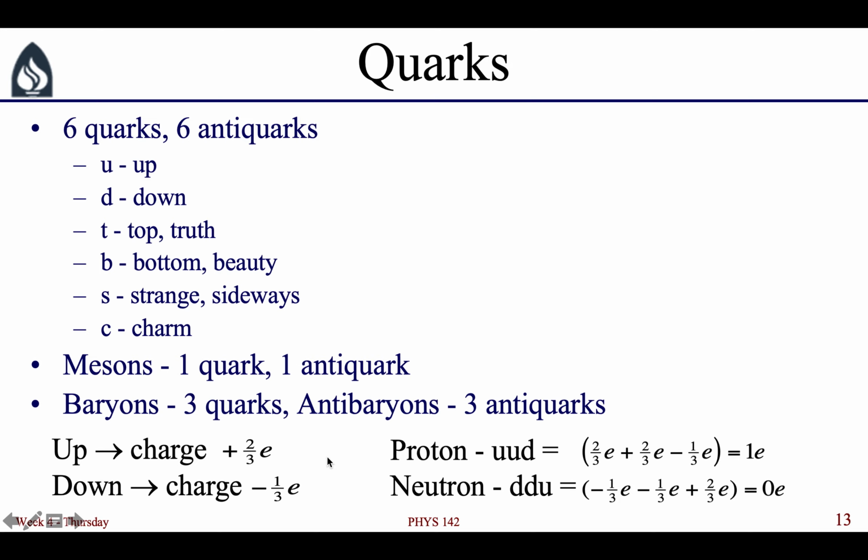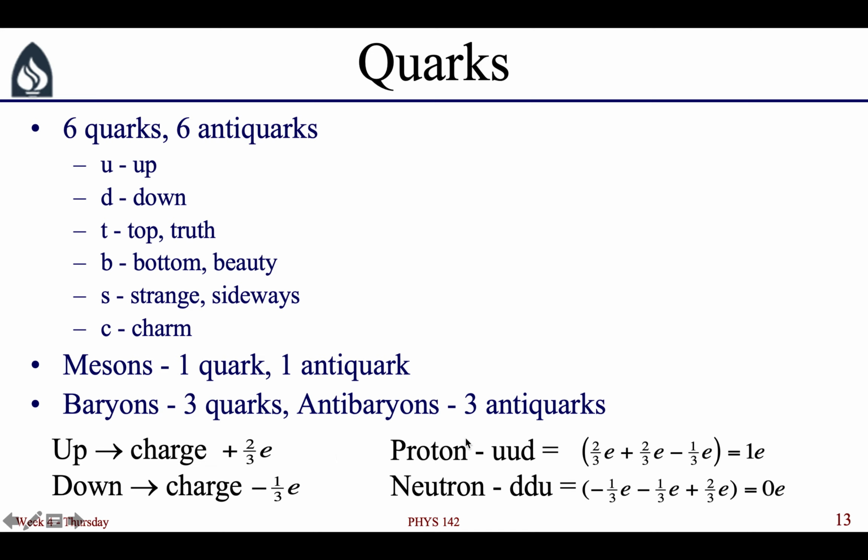And baryons are made of 3 quarks. Antibaryons are made of 3 antiquarks. So the quarks can actually have a fraction of a fundamental unit of charge. The up quark has a charge of 2/3 the fundamental unit of charge. The down quark has a charge of minus 1/3 the fundamental unit of charge.